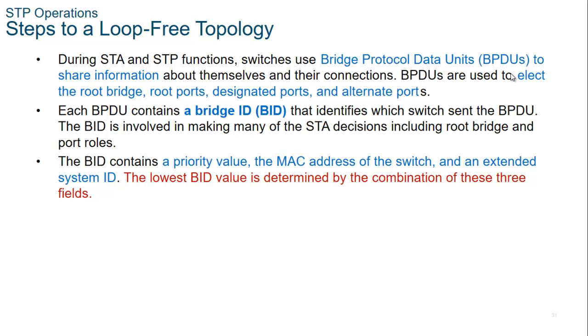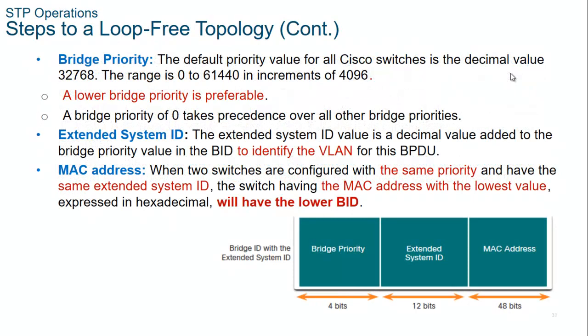The BID contains a priority value, the MAC address of the switch, and an extended system ID. The lowest BID value is determined by the combination of these three fields. Bridge priority is the default priority value given to all Cisco switches and is usually 32768. This is the default value. So the range can be anywhere between 0 to 61440 in increments of 4096. A lower bridge priority is preferable. A bridge priority of 0 takes precedence over all other bridge priorities.